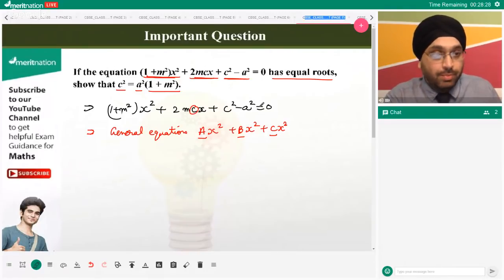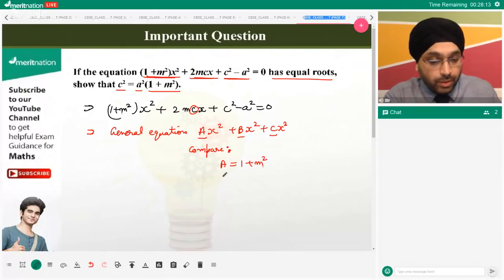What's the value of A over here? I hope the things are pretty clear with everyone. Now, guys, if you compare it very clearly, A will be 1 plus m square. B will be what now? We can say 2mc. And capital C will be equal to what? The capital C, guys. We have c square minus a square.